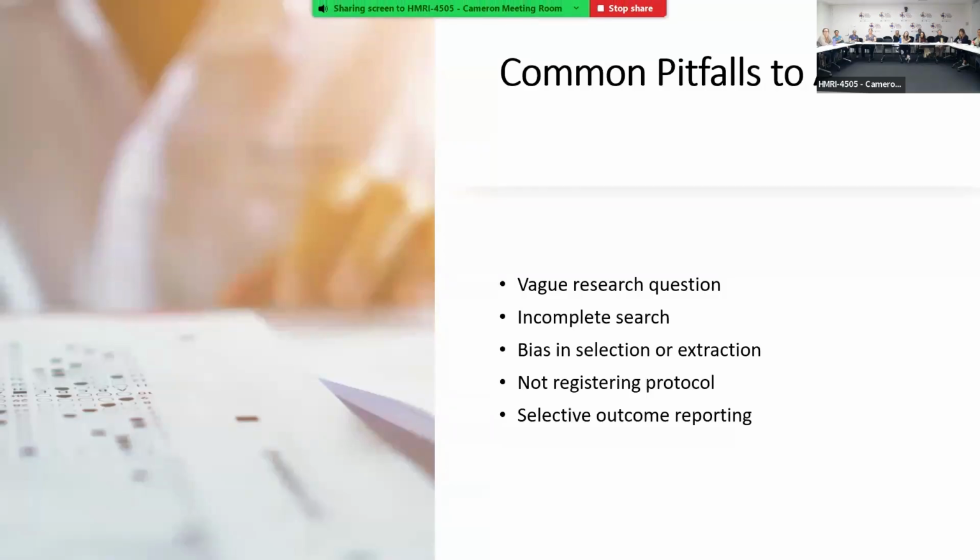And common pitfalls, again: a vague research question makes your search hard, makes your life hard. Incomplete search, so you didn't map out those search terms, so you haven't got a nice comprehensive base, you're not actually getting what you want. Bias in selection or extraction, so I really just want to know about this particular thing, and I'm only going to include studies that I think are related to that particular thing. Don't do that, that's not for you. That's why we have two reviewers. Not registering a protocol, again, that leads to keeping it all above board, and selective outcome reporting. Again, I only care about this because this is good for my research, so I'm not going to talk about that.